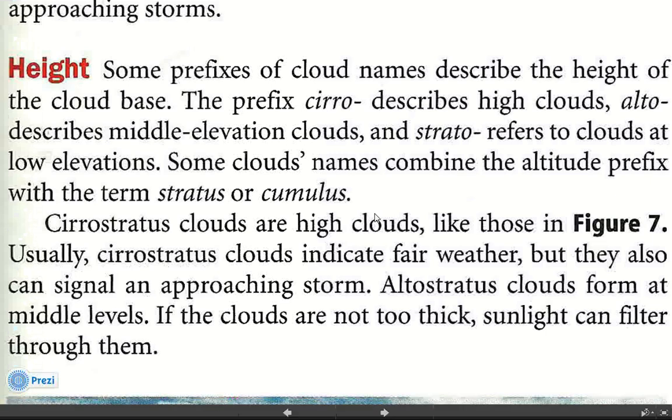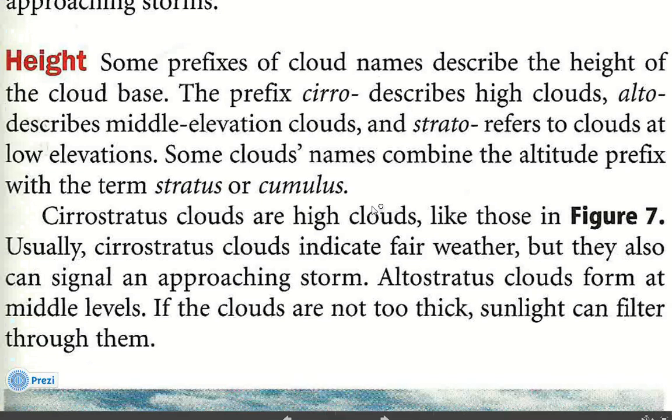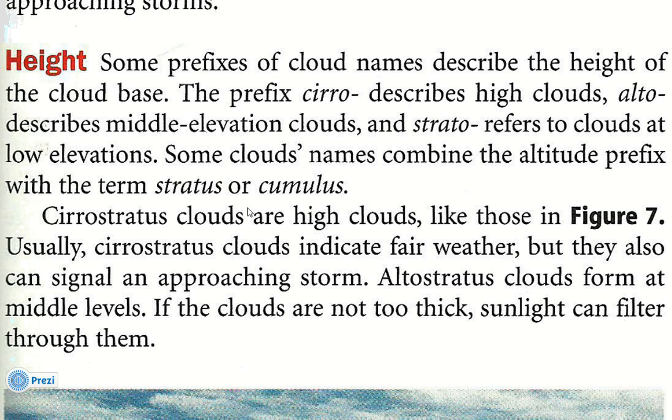Some prefixes of cloud names describe the height of the cloud base. It's my dog. The prefix cirro describes high clouds, alto is middle level, and strato refers to clouds at low elevations. Some clouds' names combine the altitude prefix with the term stratus or cumulus.